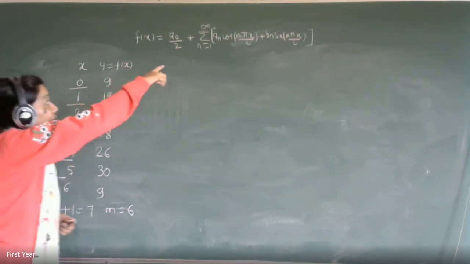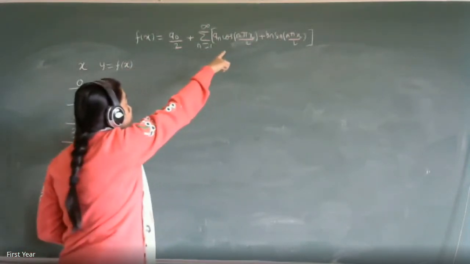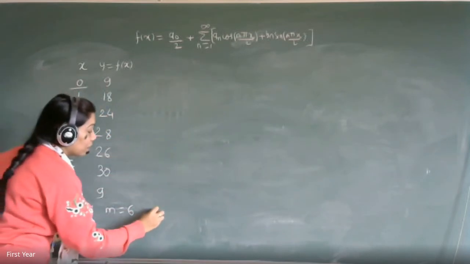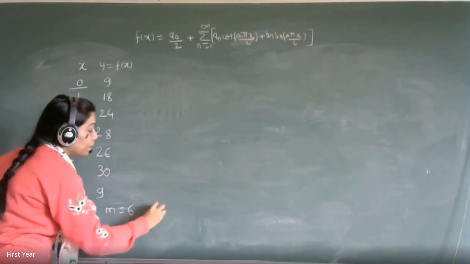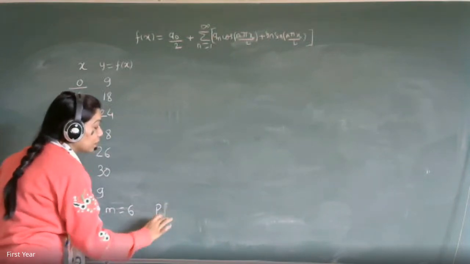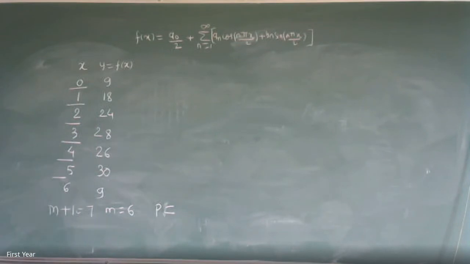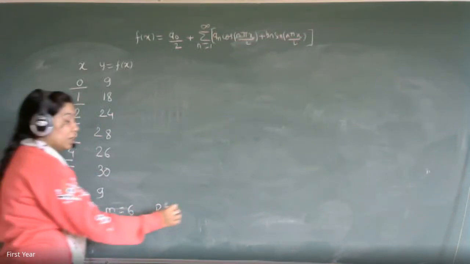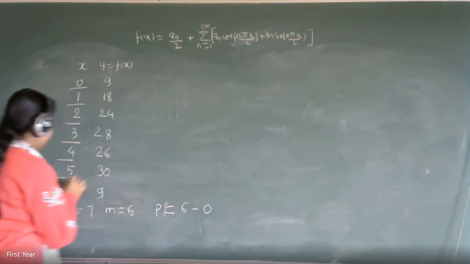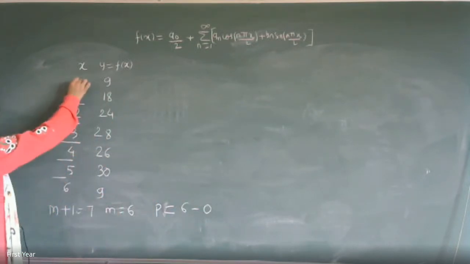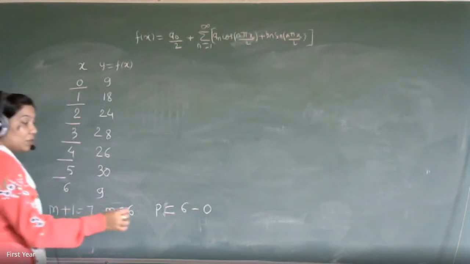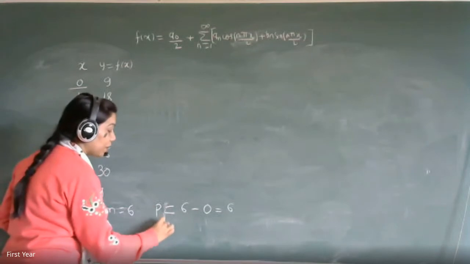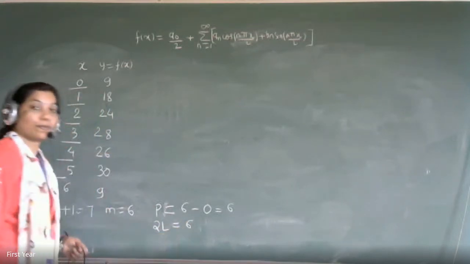So what will be that angle? You have to see here. When I put this L, find the value of L. What is L? How do you find L? It is the period of this function. What is the period of this function? Upper limit minus lower limit. So what's the upper limit? 6 minus 0. This is your upper limit, this is your lower limit. So 6 minus 0, that is 6.